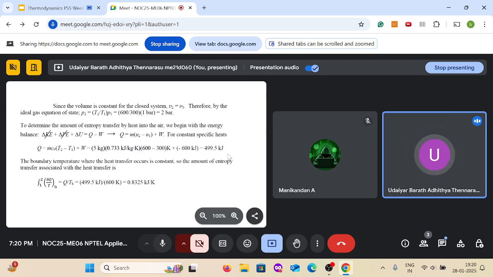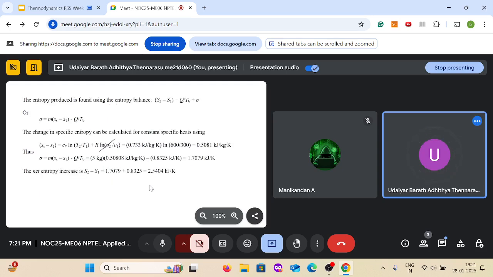Now we know the heat source temperature, and we know how much heat is added, so we can find the entropy change because of entropy transfer with heat. We know the source is at 600 Kelvin. If you see the entropy balance, the rate of entropy change with respect to time equals entropy coming in and going out, plus Q surrounding by T, so minus Q surrounding by T, plus the entropy generated. There we know Q surrounding by T, which we have found out here, is 0.8325 kilojoule per Kelvin. So this is what we get: S2 minus S1 is Q by Tb plus sigma. Substituting and balancing it out, we can find the entropy generated: sigma is m (S2 minus S1) minus Q by Tb.